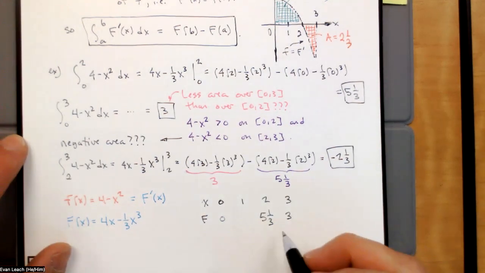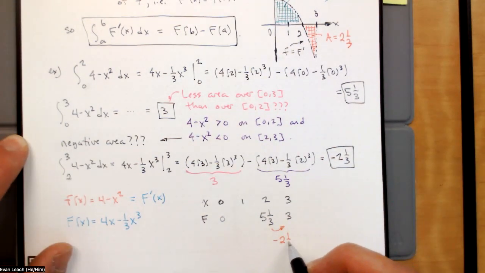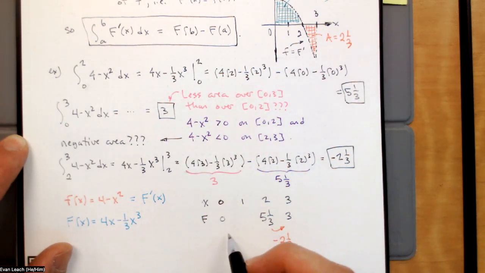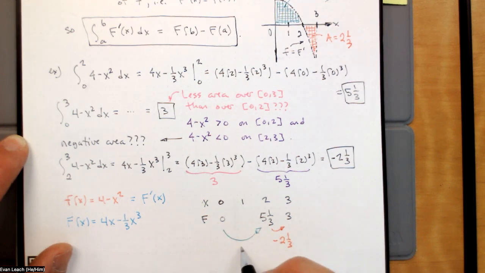So here's that decrease of 2 1/3. From 0 to 5 1/3, there's that increase of 5 1/3.